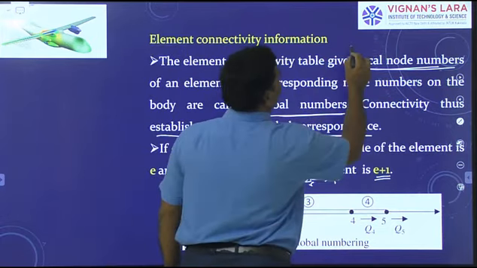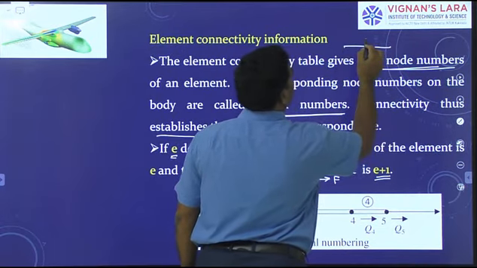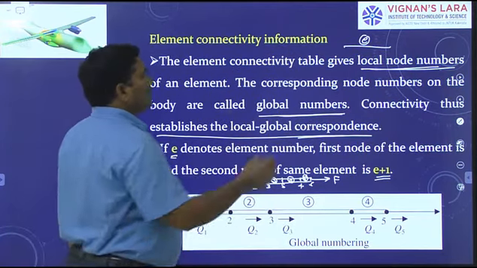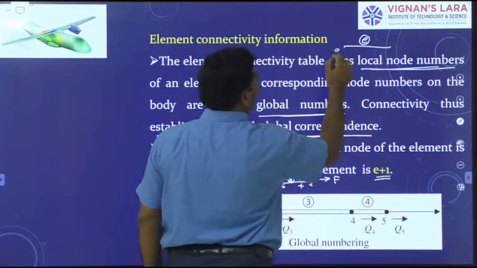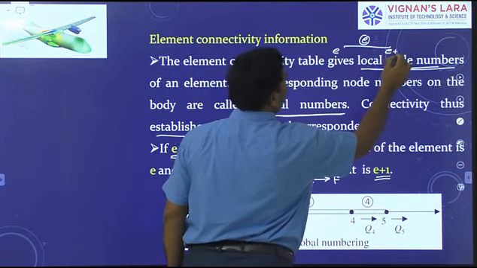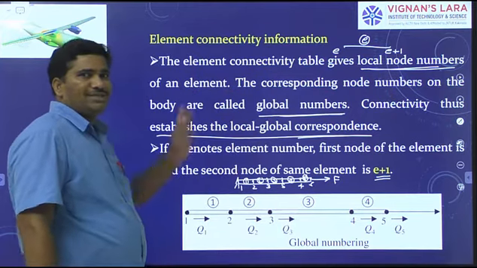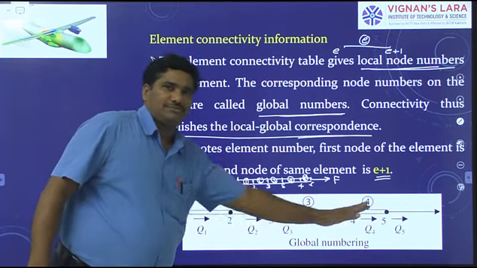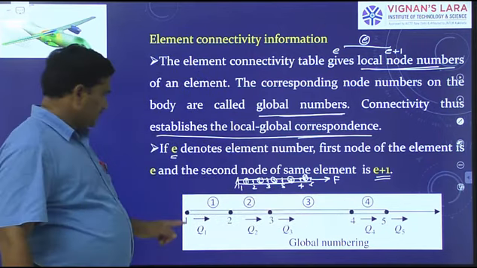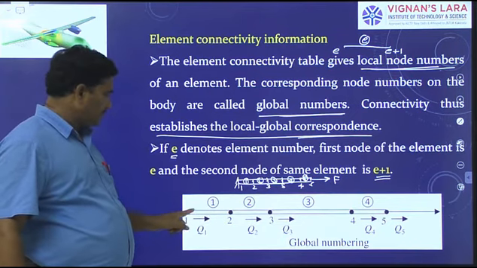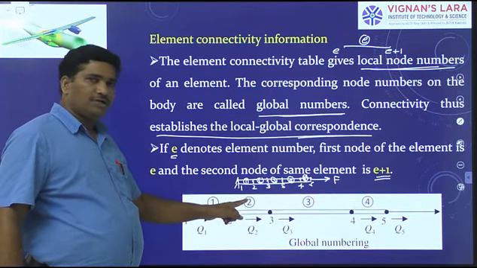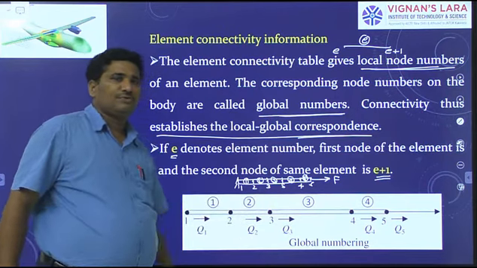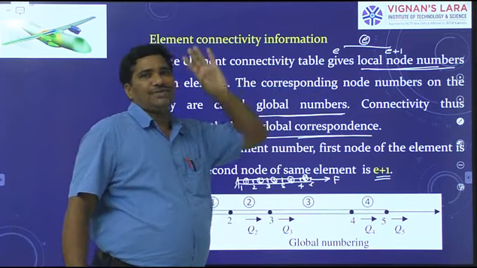For example, this is the element. Element number is E; the element number is encircled. If the first node is denoted by E, the second node is denoted by E plus 1. So this convention I follow. According to this, you can visualize here the node numbering. This is element 1, first node, second node. Element 2: what is the first node? 2. What is the second node? 3. This is the convention I follow.